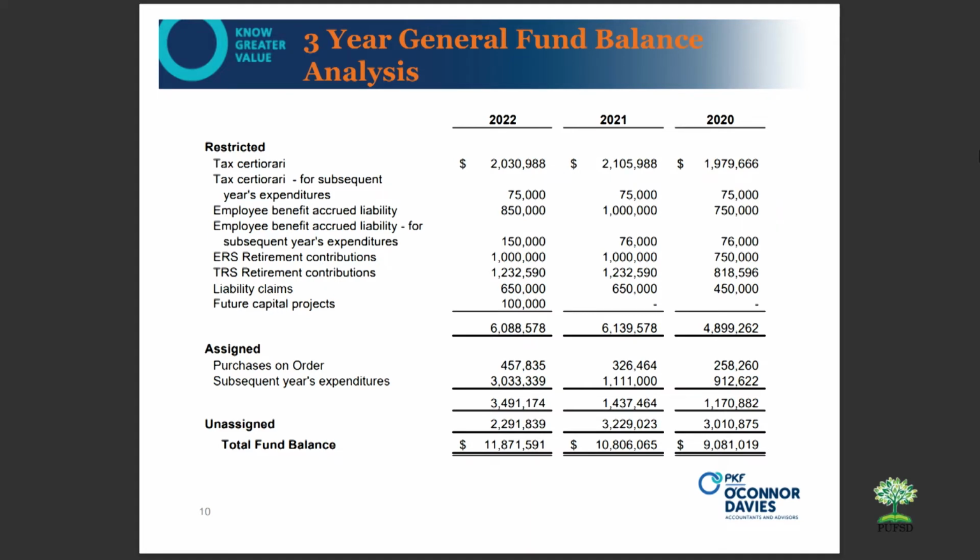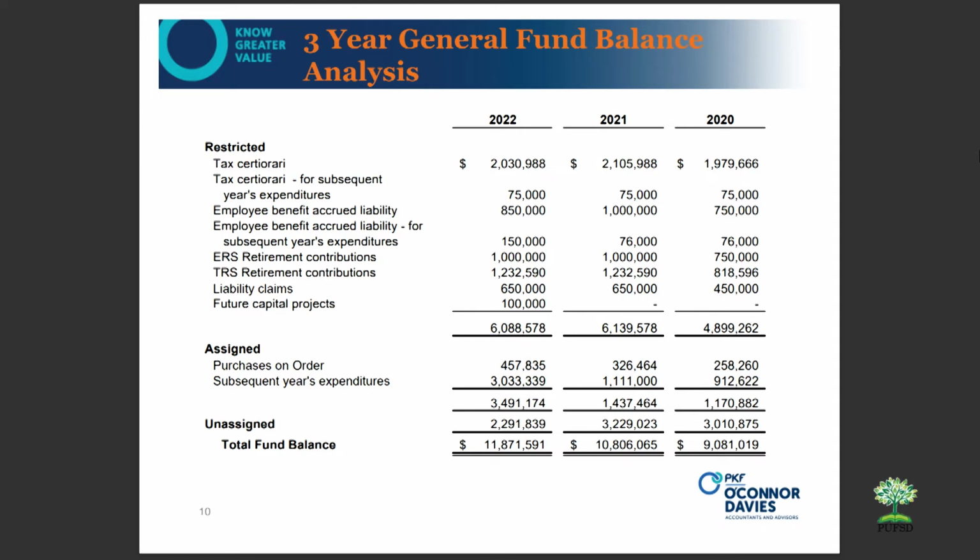Then you have what's known as assigned fund balance. You have purchase orders, or POs, so these were just things that were not finished at the end of June, and these will carry over into the current year to finish paying them. And then you utilize just over $3 million to balance your 22-23 budget.